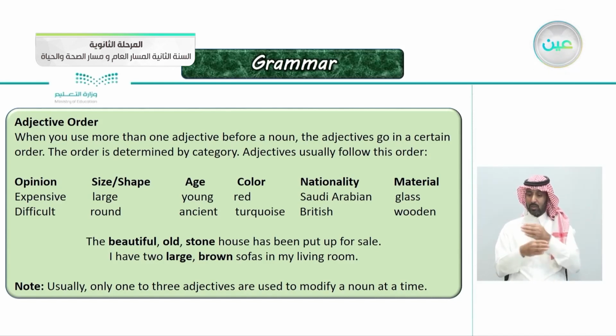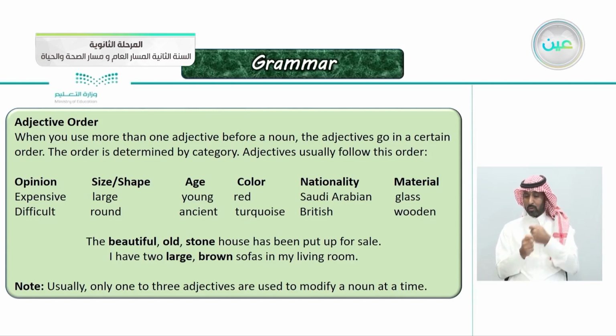So when he says here it's determined by category, this is what he meant. For example, here, the beautiful old stone house. The beautiful, so this is an opinion. Old, this is an age. Then the stone, this is a material. So opinion, then age, old, then stone, the material, and we're describing the house. Again, the beautiful old stone house has been put up for sale.